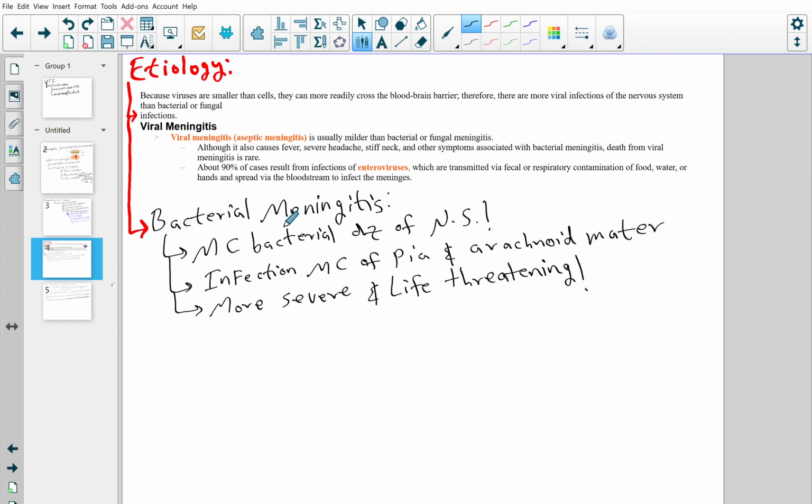Now, bacterial meningitis. The most common bacterial disease of the nervous system is bacterial meningitis. Bacterial meningitis most commonly infects the pia mater and arachnoid mater. Bacterial meningitis is much more severe and more life-threatening than viral meningitis.